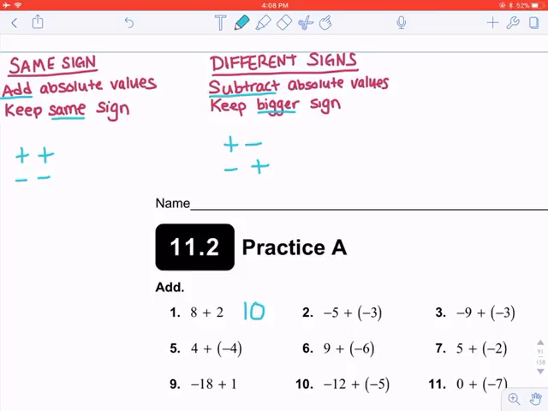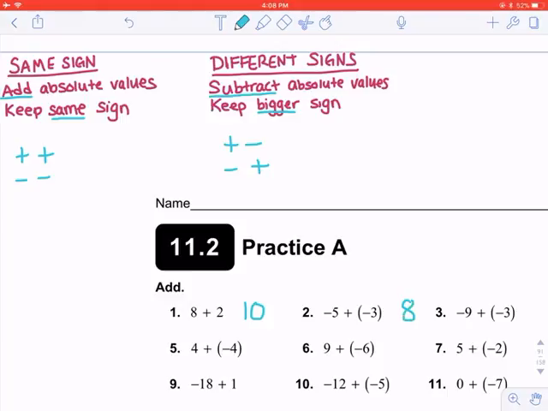And that one's a simple problem that you probably could have done many years ago. But it does help us to understand the process a little bit better. Let's look at number 2. Number 2, they also have the same sign. Negative 5 and negative 3 are both negative. So we're going to do the same process. We're going to add 5 plus 3. 5 plus 3 is 8.